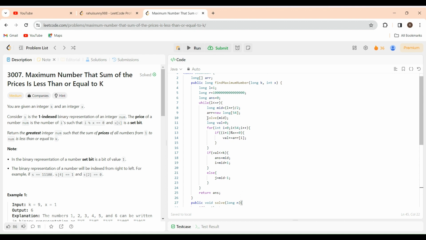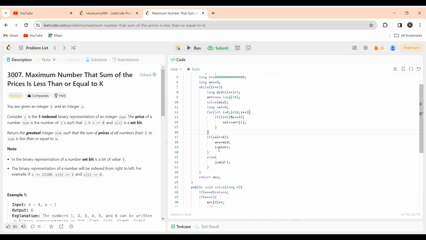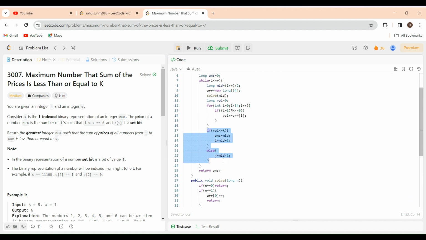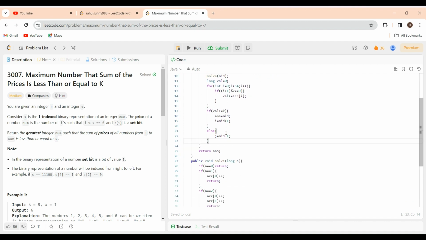Okay, after calculating that, we will be calculating the set bits value at indexes which are divisible by x. We will be considering only those indexes. After doing that, we will be checking the conditions. If the conditions are matched, we will be storing it as an answer and moving further. Or else, if it is not valid, if it is not matching, we will be moving a little further. And from this we will be calculating the answer.